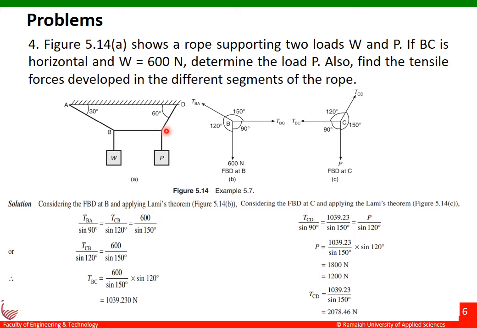Okay, so now we can apply free body or Lami's theorem at point B and then point C. So we can draw the free body diagram at point B as well as the free body diagram at point C. So let us see how the free body diagram is drawn at point B and point C. Coming to the free body diagram at point B, we can see the weight is acting downwards, which is given in the question, that is 600 Newton.